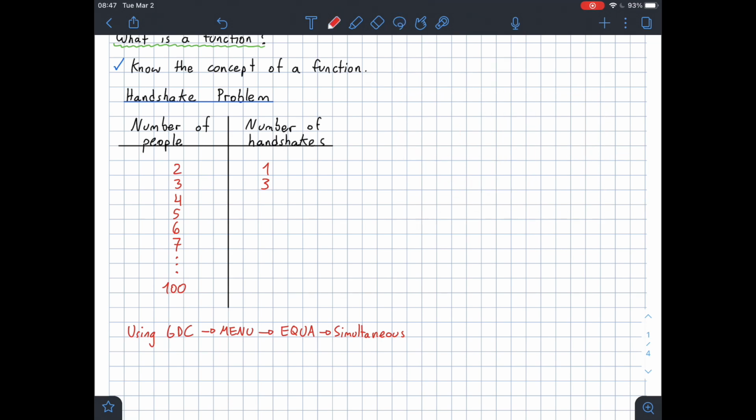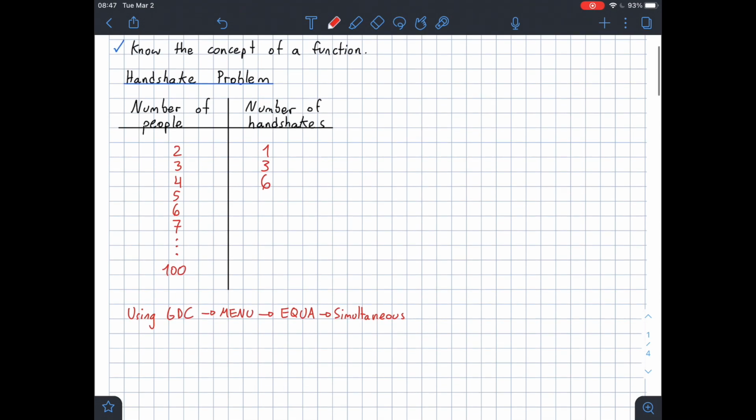Now, what if there were 4 people? Let's make our drawing again. A, B, C, D. So we would have 1, 2, 3, 4, 5, and D with B, 6 right here, right? So we would have 6 handshakes in total if we have 4 people in a room. And we could do the same calculation for the rest, right?